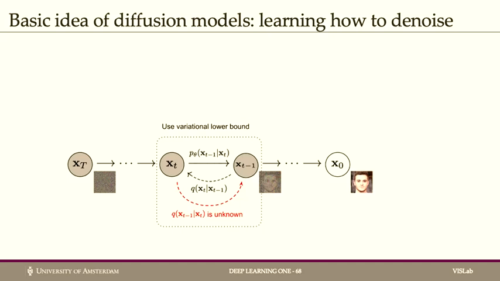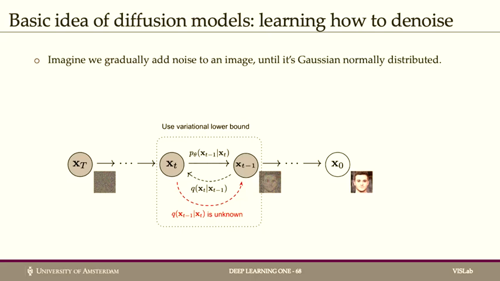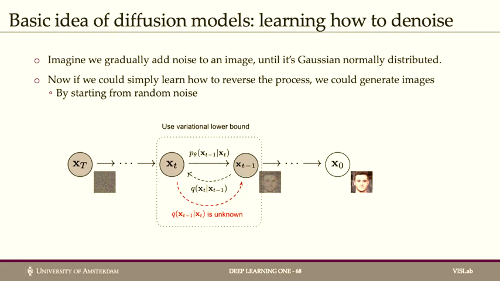So all that you're trying to learn is this red arrow that goes from something that's noisy to something that's slightly less noisy. And if you can do that, you can simply apply this all the way from any kind of Gaussian random noise, and you keep on doing that, and you end up at a real image. So it's a completely different paradigm to do generative modeling. If we can reverse this process, we can generate images by simply starting from random noise.